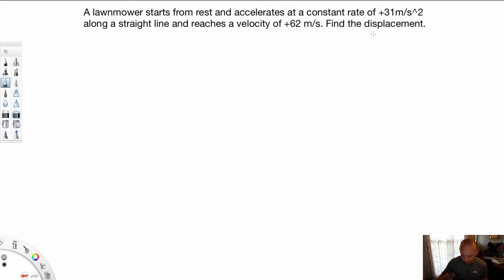Now it helps to draw a picture in these problems. So I draw my lawnmower here, and then it's starting from rest. So my initial velocity is 0 meters per second. It accelerates at 31 meters per second squared to the right, and then it has a final velocity of 62 meters per second.